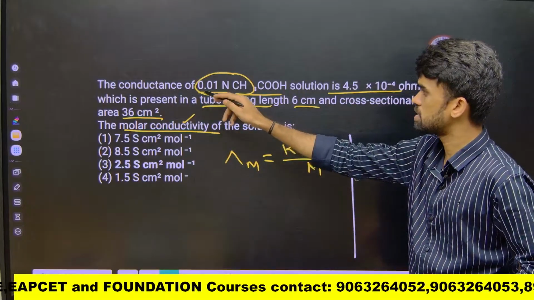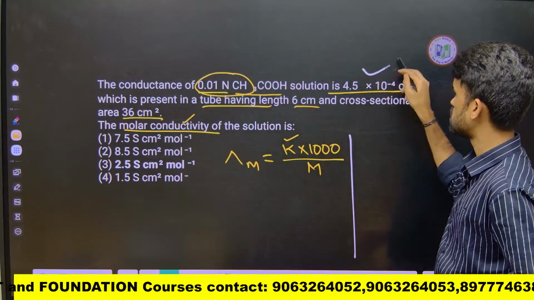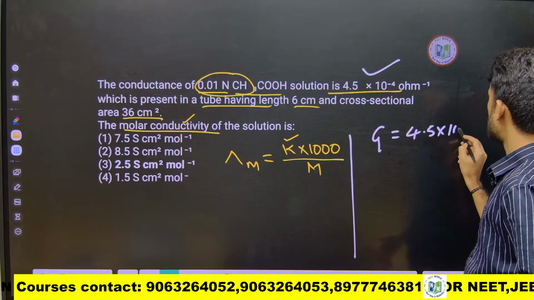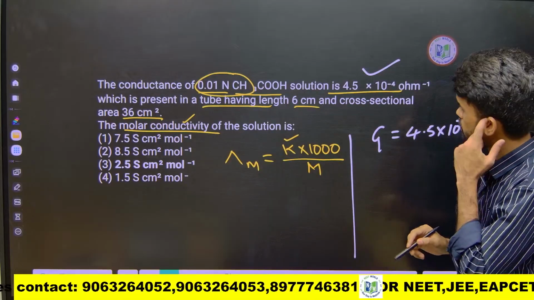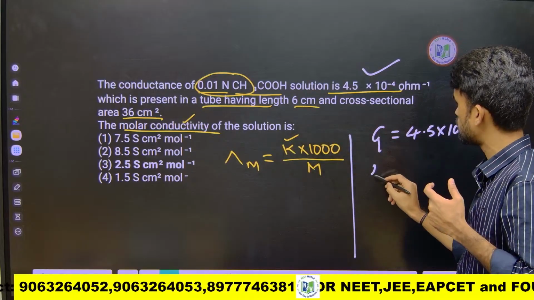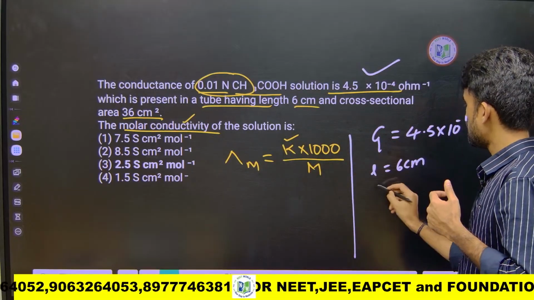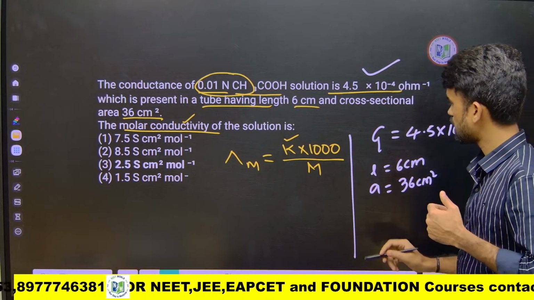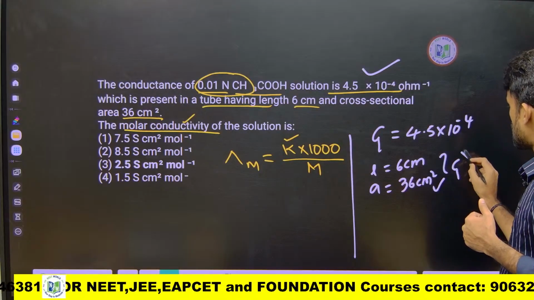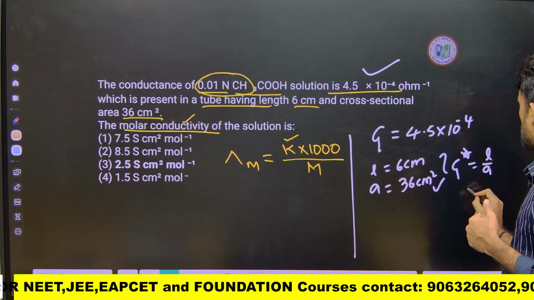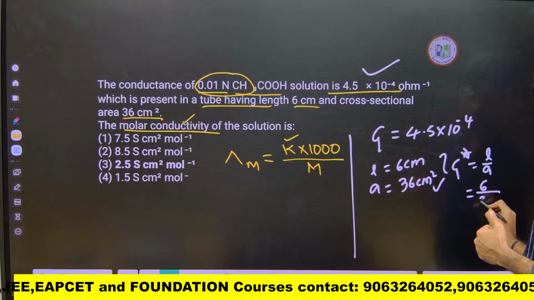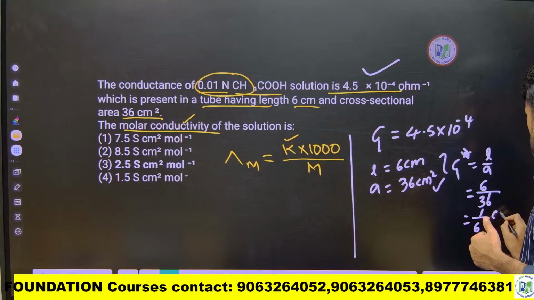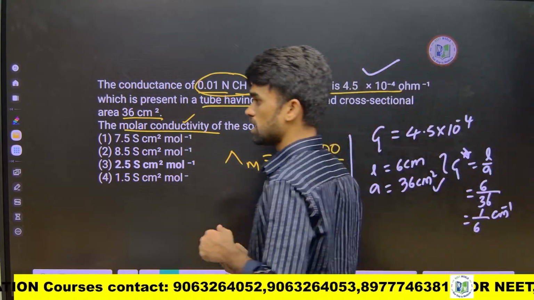The conductance of this solution is this much, it means G value is given. So how much it is? 4.5 into 10 power minus 4, okay, and length is given as 6 centimeter and area is given as 36 centimeter square. So from this we can get, G star as L by A. So L by A is how much? 6 centimeter by 36 centimeter square. So you will get 1 by 6 centimeter inverse. This is the value you will get here, okay.